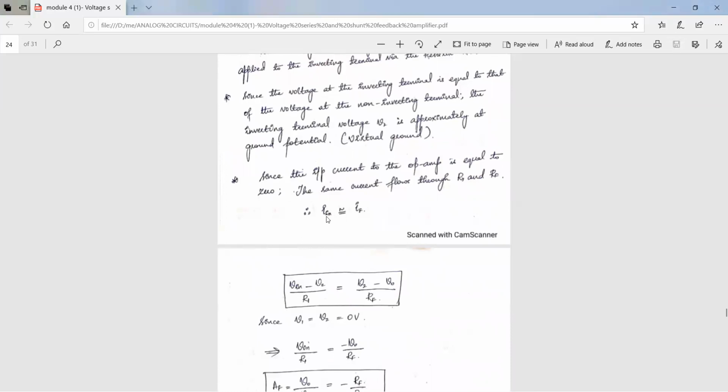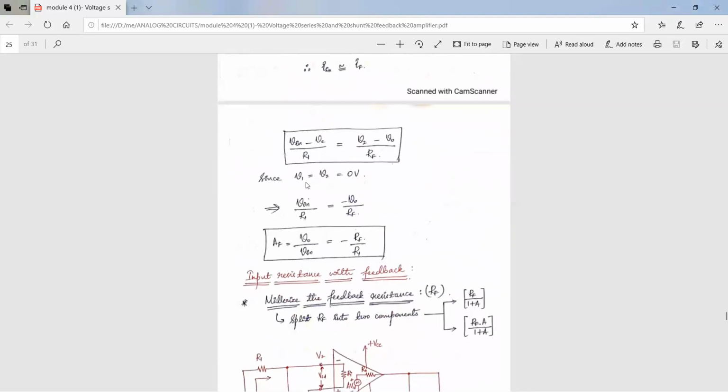So we know that since the input current to the op amp is equal to 0, In is equal to If, and we wrote this already. And here now I'll apply this virtual ground concept, and V1 is equal to V2 is equal to 0. So I'll substitute the value of V1 and V2 here in this equation, and I'll get V in by R1 is equal to minus V0 by RF, and I'll get AF is equal to minus RF by R1 because it is an inverting amplifier.